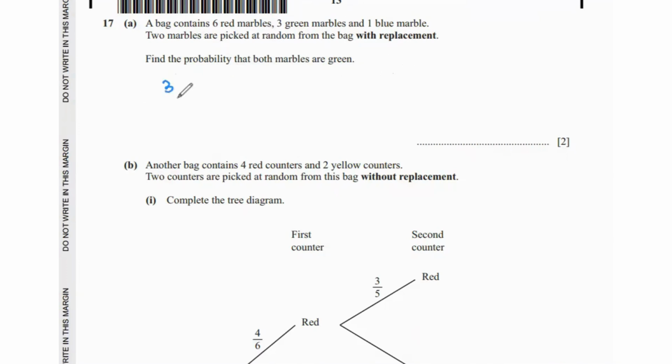So it's going to be 3 out of 6 plus 3 plus 1, so that's 10 marbles. And again times 3 out of 10. Since he's putting back the marble in the bag once you've taken it out, the total number of marbles is the same. So it's 3 out of 10 times 3 out of 10, which is 9 out of 100. That's the probability.